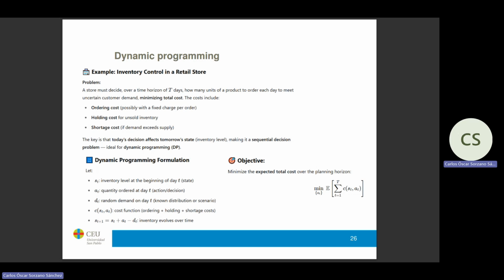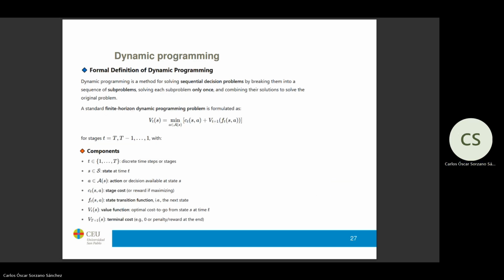So the cost will include ordering, holding, and shortage, and I have to update my state. My state tomorrow will be the state today plus my action today minus my demand today, and this demand is a random variable. And I have to choose my actions, so I am minimizing this with respect to my actions.